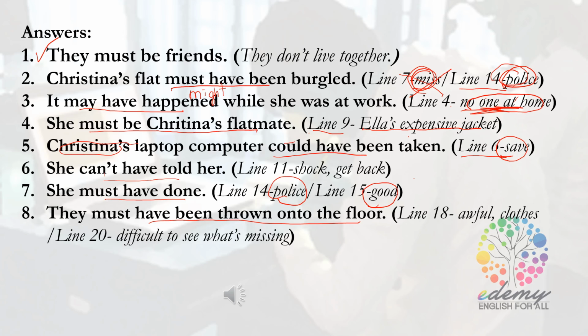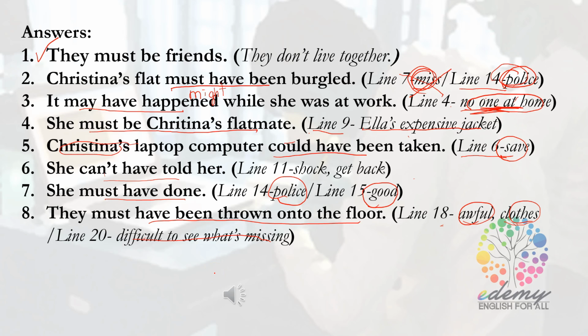Line 18, oh, how awful your lovely clothes. So the clue is the word awful and the word clothes. And then line 20, you see that difficult to see exactly what is missing. So this is the clue. Difficult to see what is missing.